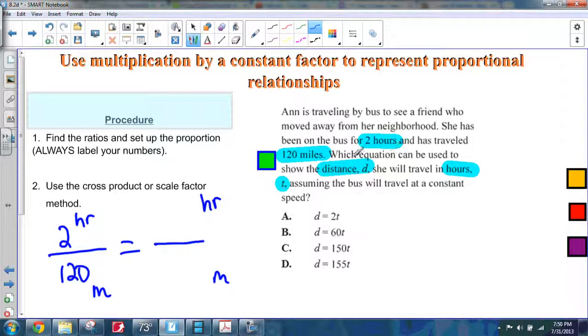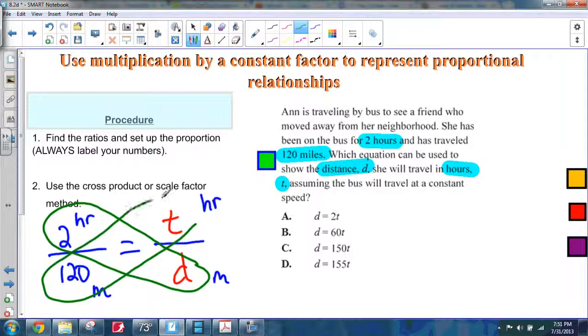So the question says that the distance will be represented as d. So the distance here will be d, and the time will be represented as t. So now let's use our cross product method because we can't find the scale factor because we don't know 2 times some number equals some unknown. So with our cross product, we can see what we need to multiply. We need to multiply d times 2. That gives us 2d. And that will equal 120 times t, which would be 120t.